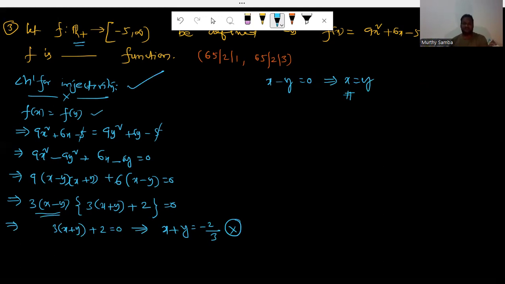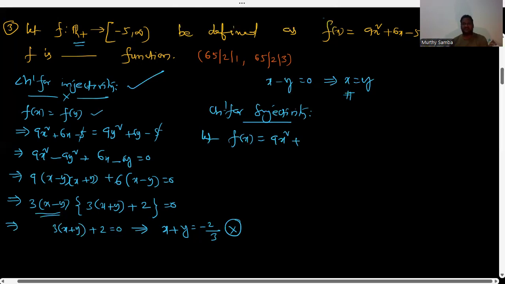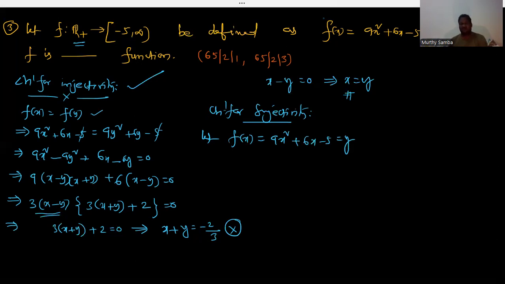Coming to surjective function. So checking for surjectivity. When you check for surjectivity, as we already mentioned, a surjective function means the codomain is equal to the range. Let us try to find out what is the range of the function. Range of the function means let f of x equal to 9x squared plus 6x minus 5 equal to y. You have to obtain x from this. How to get the value of x?